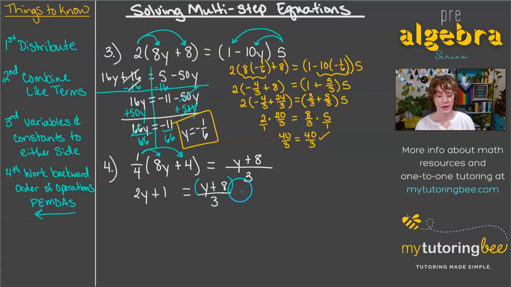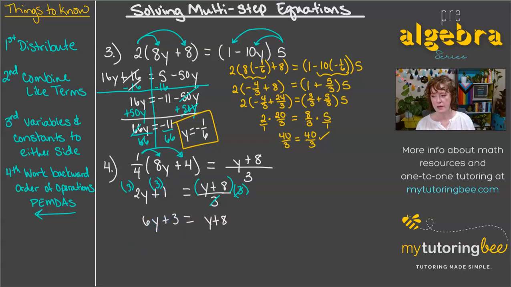So let's go ahead and do that, and we're going to multiply all of these terms by 3, and that's going to cancel out that 3 in the denominator. Now, when this 3 cancels out with this 3, we're not distributing this 3 to the y and the plus 8. That 3 gets canceled out with our denominator. So we are just left with y plus 8 on this side of the equation equals, and then 3 times 2y is 6y, and 3 times 1 is 3.